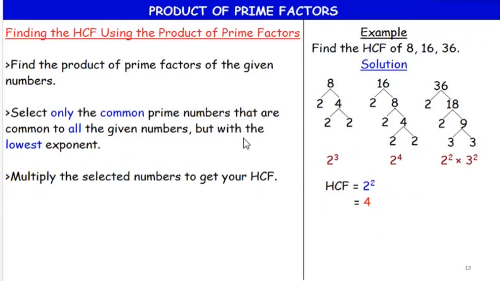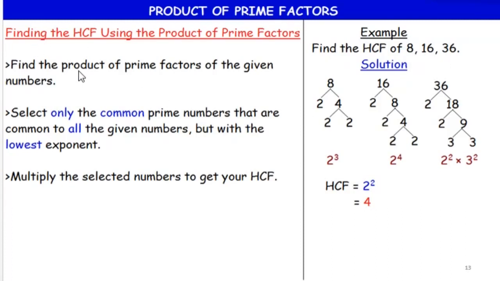Okay, let's now look at finding the HCF using the product of prime factors. So assuming you are given 2 or more numbers and you're asked to find the HCF, the highest common factor, using the product of prime factors, how do you go about it? Right? So to help us go through the process, let's take an example here. We have to find the HCF of the numbers 8, 16 and 36.